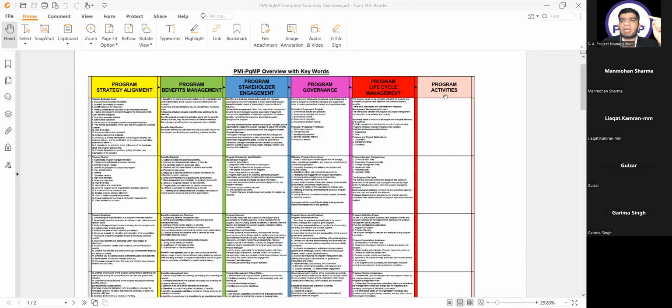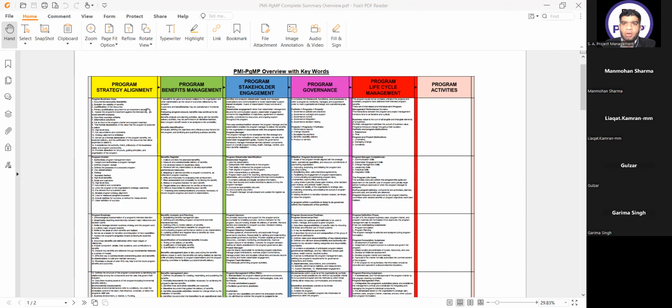As per the PMI standard, chapter number 3 is strategic alignment. Chapter number 4 is benefits management. Stakeholder is chapter 5. Governance is chapter 6. Lifecycle management is chapter 7. And program activities is chapter number 8. So what I will do in this coaching call, I will go domain by domain.